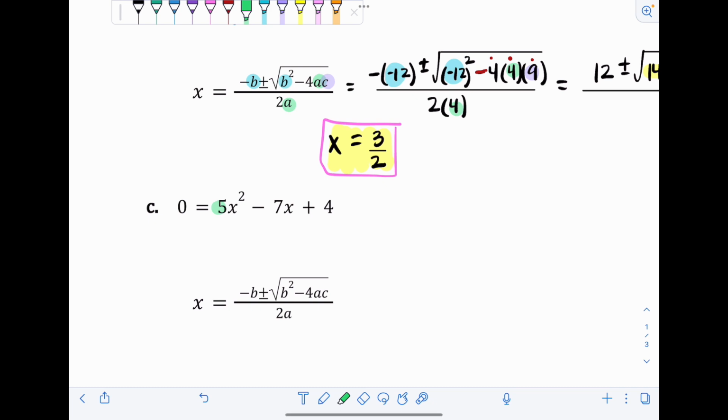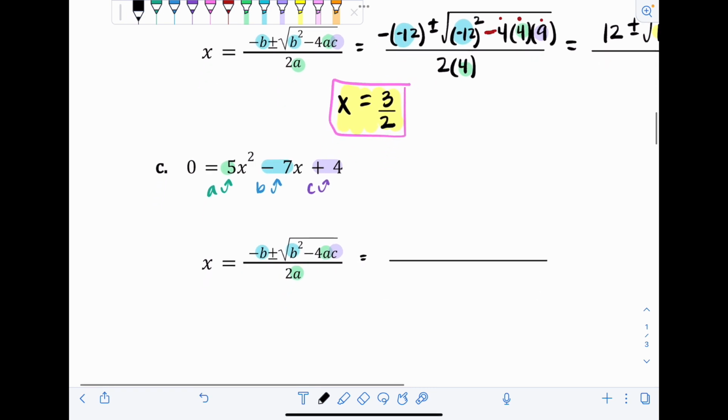A is the coefficient of x squared, so A is 5. B is the coefficient of x, so B is negative 7. And then C is the constant, so C is 4. So 5 for A is going to go here and here, and then B is negative 7, that'll go here and here, and then C is 4, that'll go in there.